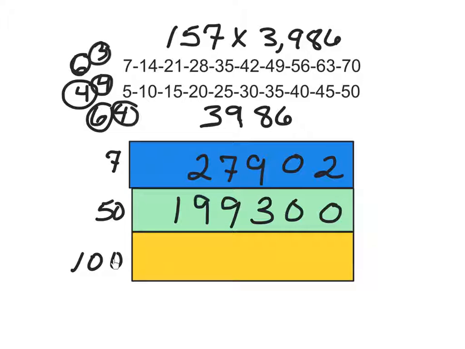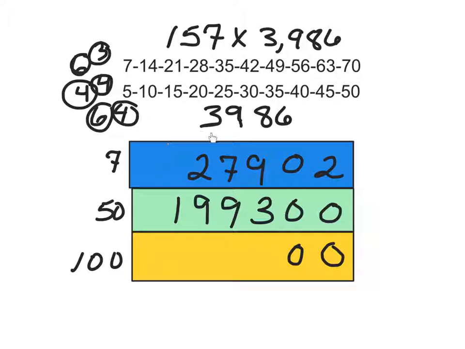I've got 2 zeros. 0 times 3,986 will give me 0 here. And it's really just a place value holder for the 1s column. And then this 0 times 3,986 will give me a 0 here in the 10s column. And that's really a place value holder for the 10s column because we took care of the 1s column with the 7 and the 10s column with the 5.